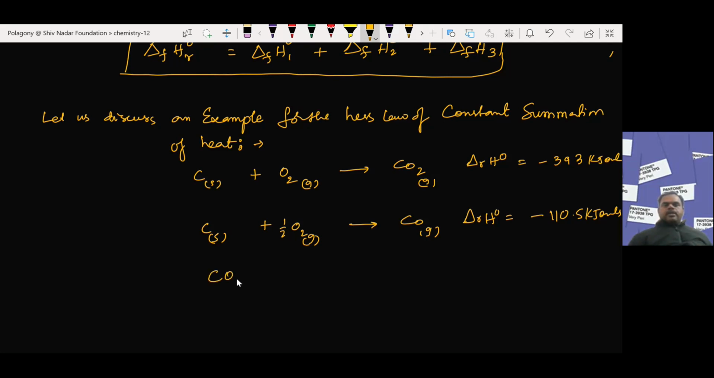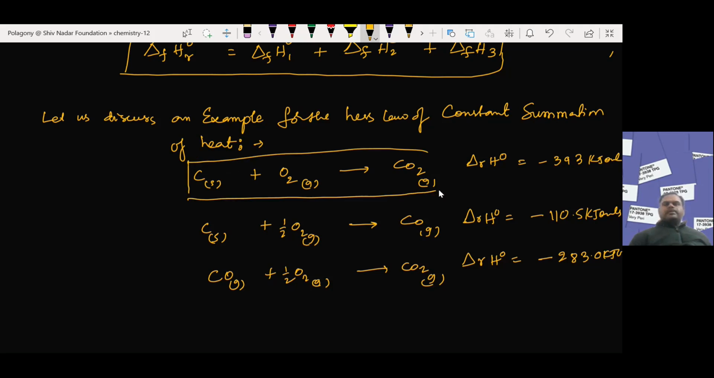In the next step, carbon monoxide gas combines with oxygen gas and forms CO2 gas. In the second step, the enthalpy of the reaction released is equal to minus 283.0 kilojoules. Now look at this reaction.